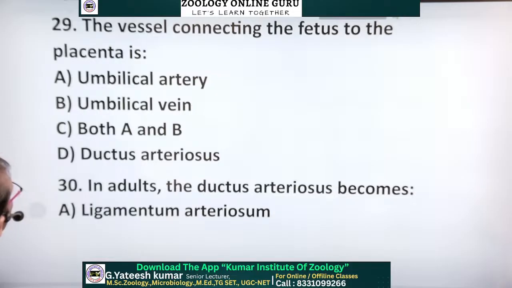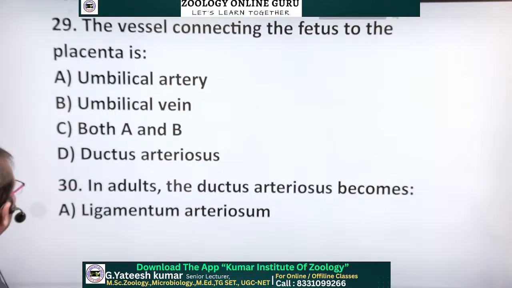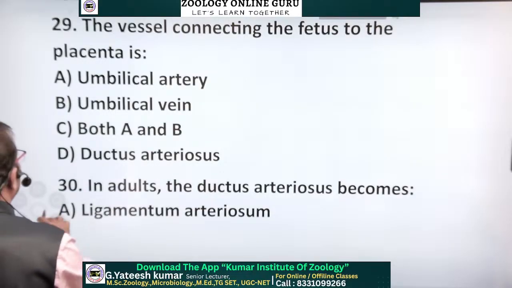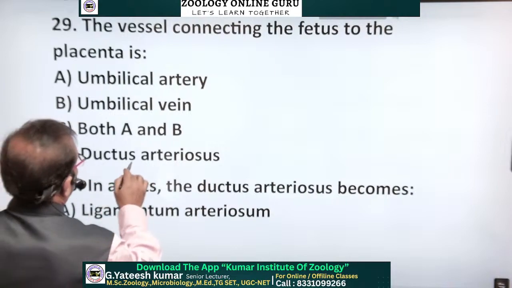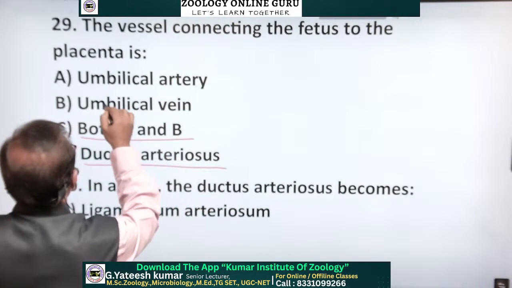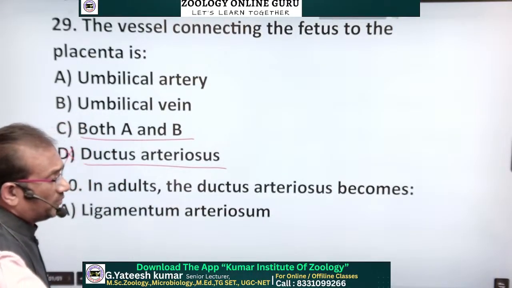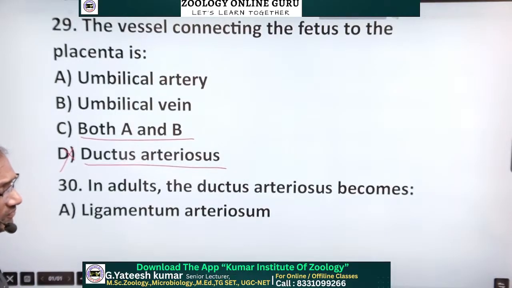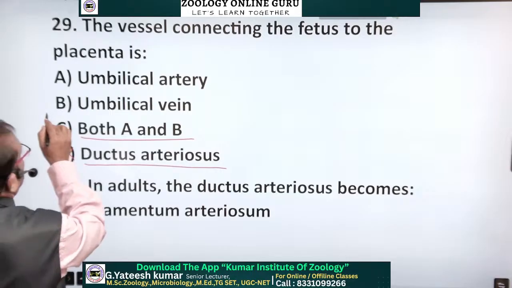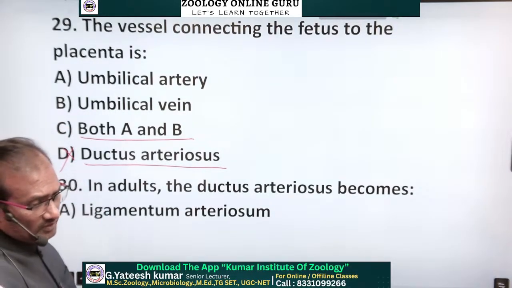Umbilical artery, umbilical vein, both A and B, and ductus arteriosus. Ductus arteriosus is not the answer, that is another thing. So within A and B, I can tell the answer. What is the answer for the blood vessel connecting the fetus to the placenta? Tell me the answer, anybody, if you know.